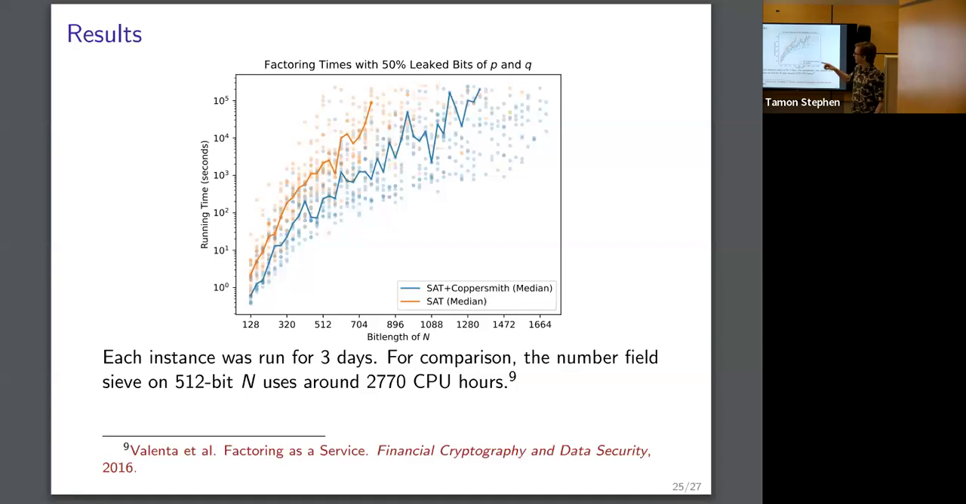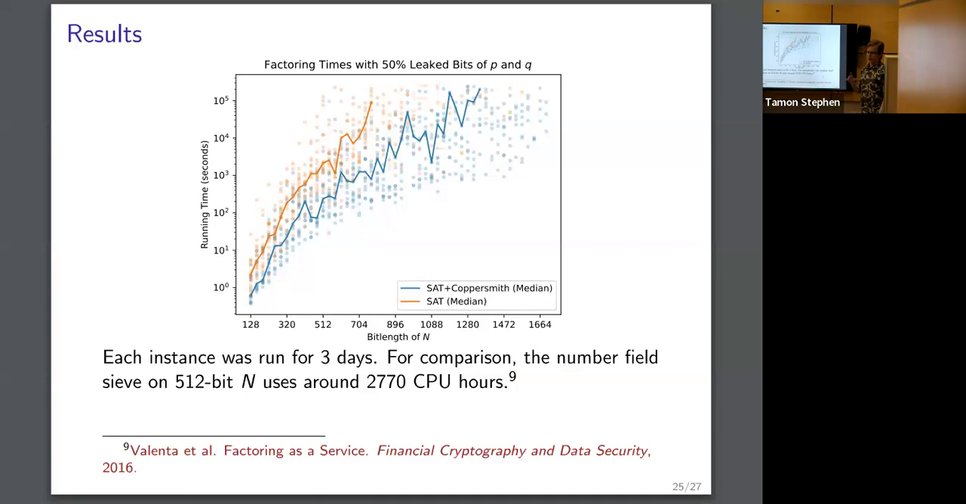However, this also means that the gap between the orange and the blue is an exponential speedup, right? Both of them are running in exponential time, but the blue is a slower growing exponential. So it just means you can go that much farther, right? We're able to get up to even 1600 bits, where the pure SAT solver tops out around 700 bits or so.